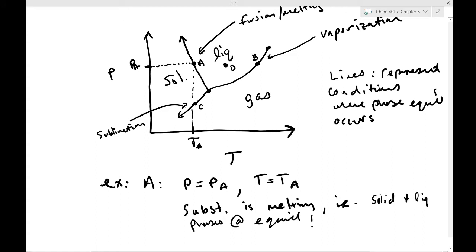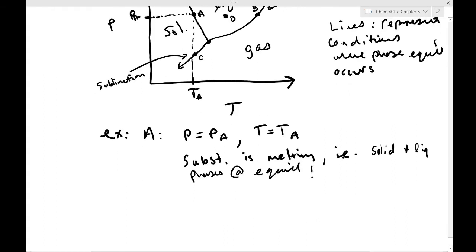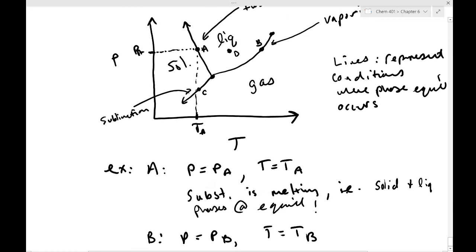Okay, so that's what it means to be directly on top of the line. You have these two phases that are in equilibrium with each other. Okay, now likewise at point B, we have pressure equal to PB, temperature equal to TB.